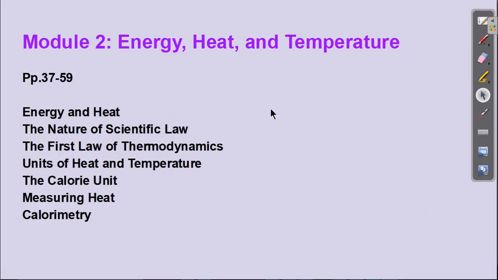Now, what are we going to cover in this module? This module is about energy, heat, and temperature. So we're going to cover energy and heat, the nature of scientific law, the first law of thermodynamics, units of heat and temperature, the calorie unit, how we measure heat, and then we're going to talk about the calorimeter and how we do problems with calorimetry. So that's what we're going to cover in this module.